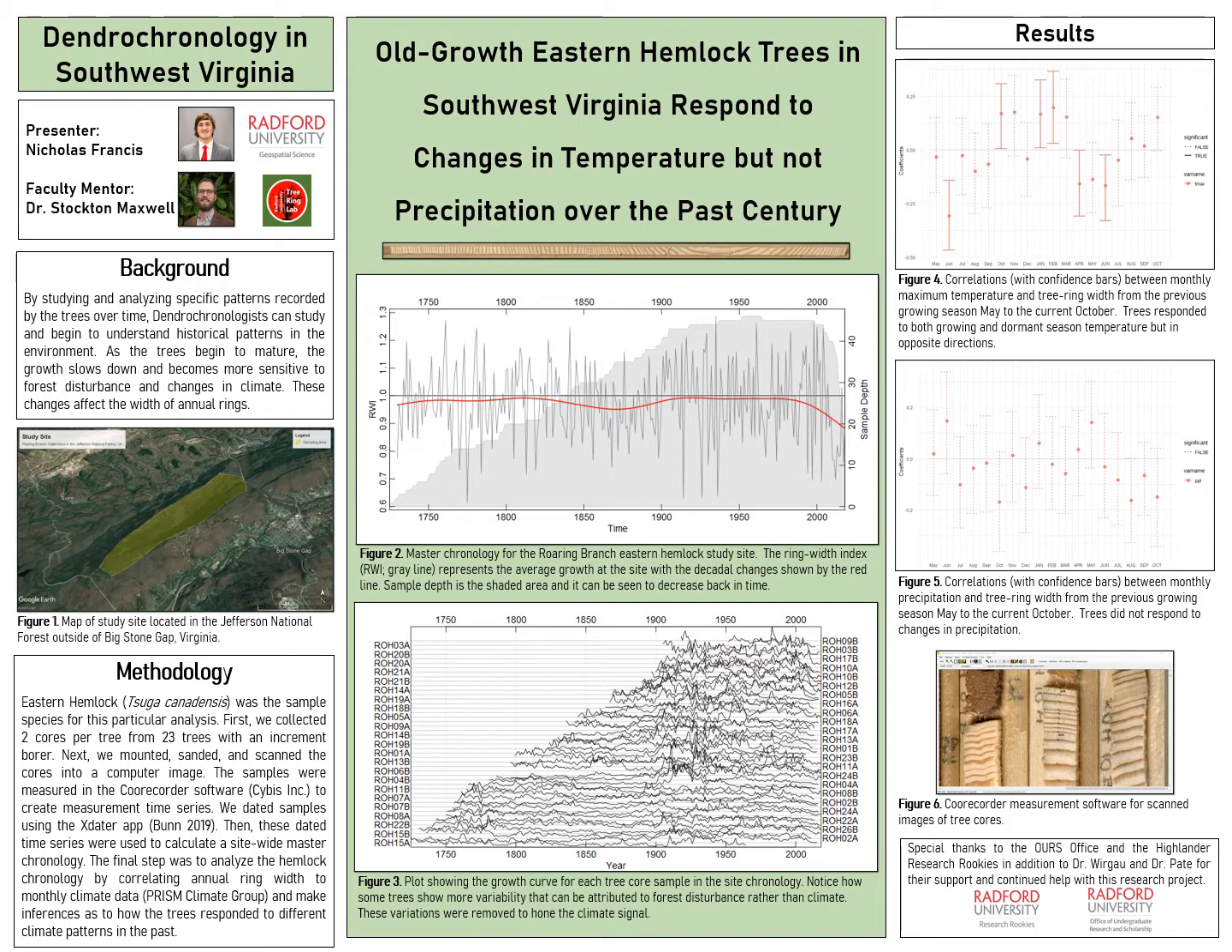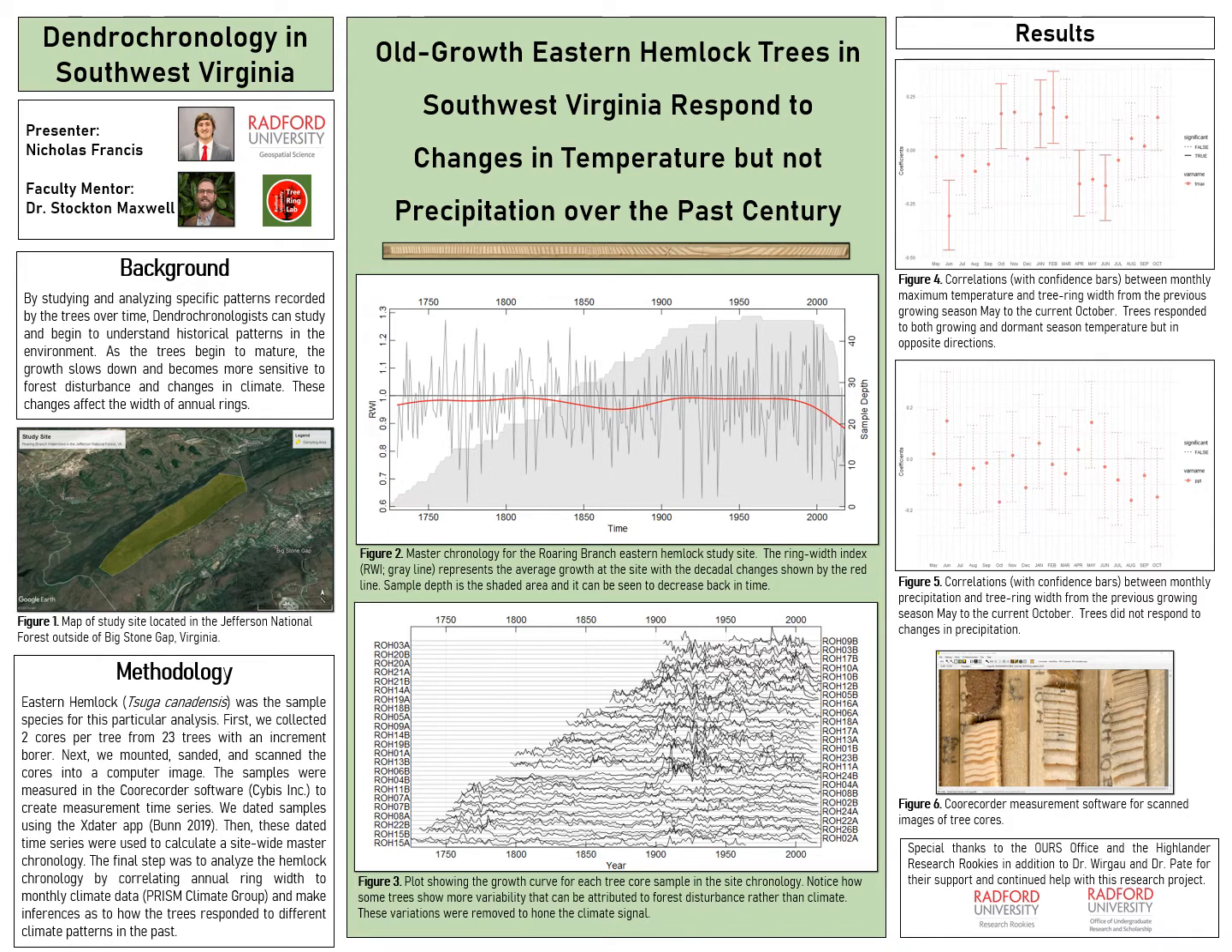As you can see in figure 4, these are the correlations between monthly maximum temperature and tree ring width from the previous growing season May to the current October. These trees responded to both growing and dormant season temperature, but in opposite directions. In October, January, and February of the dormant season, for example, you can see that there's a strong correlation between maximum monthly temperature and high growth in the season after the warmer winter.